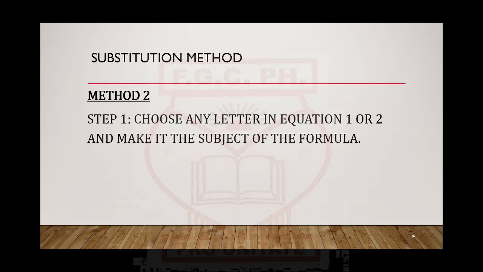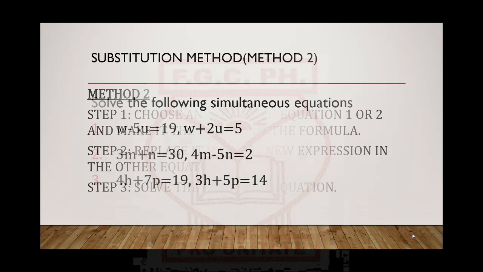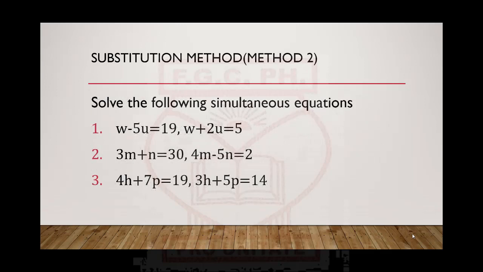Step 1 is choose any letter in equation 1 or 2 and make it the subject of the formula. Step 2 is replace it with its new expression in the other equation. That means you can replace it with what it has become when you make it the subject of the formula in the equation you didn't pick it from. And then step 3 is to solve the resulting equation. So let's see what this means all together.